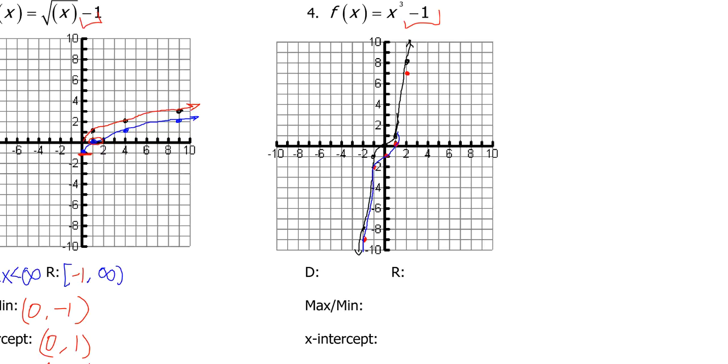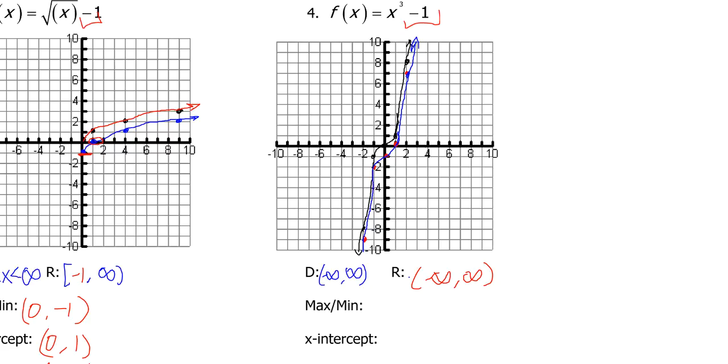Like that. And on up. There we go. The domain of this is going to be negative infinity to infinity. And then we've got the range, which is going to run from negative infinity to infinity.